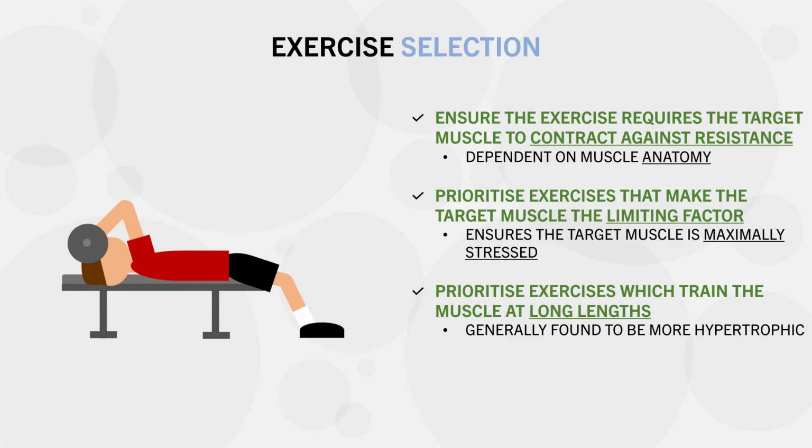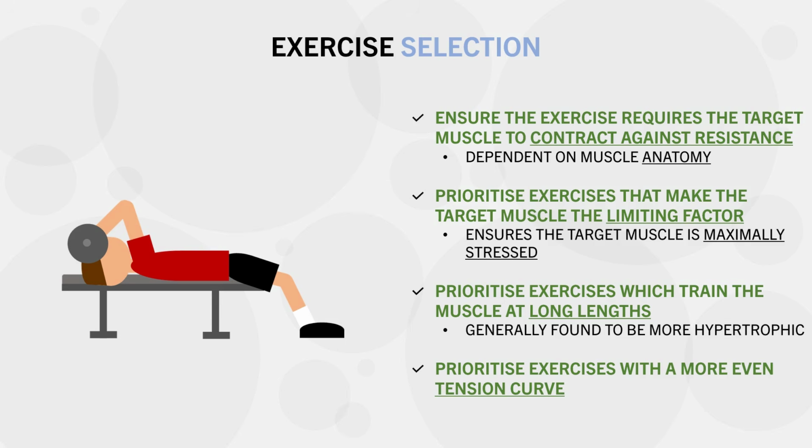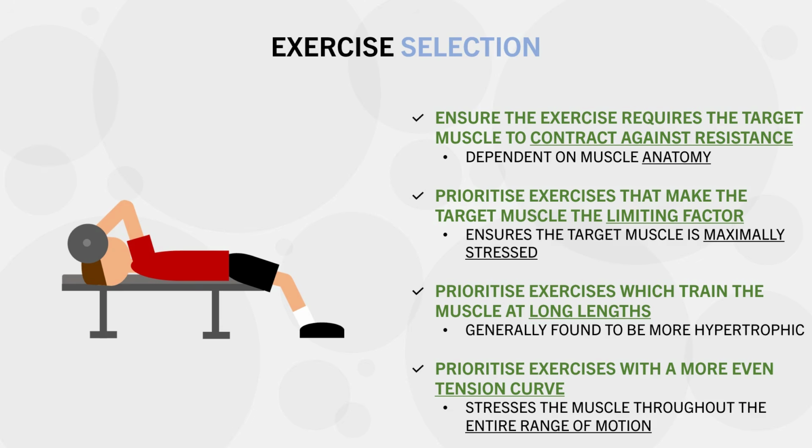And lastly, we want to prioritize exercises which have a fairly even tension curve throughout the entire range of motion. This means the resistance on the muscle is similar at all portions of the movement, rather than being very difficult at one portion and very easy at another portion. So while there are many different exercises that we can choose to train each muscle group, some may be more or less effective than others based on these factors. Therefore, trainees should try to implement the exercises that provide the best hypertrophic stimulus specifically for them.